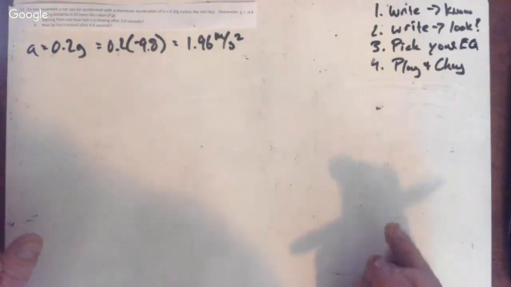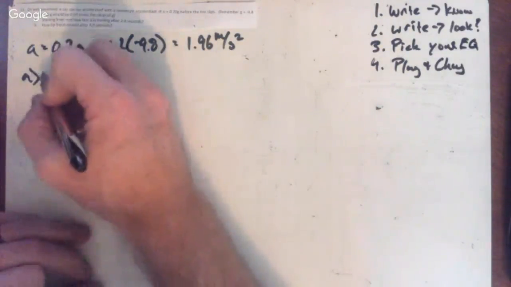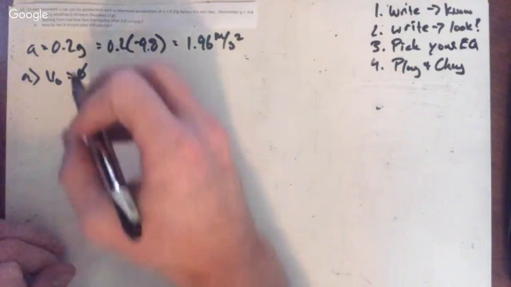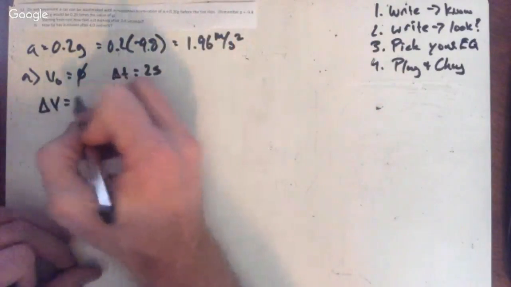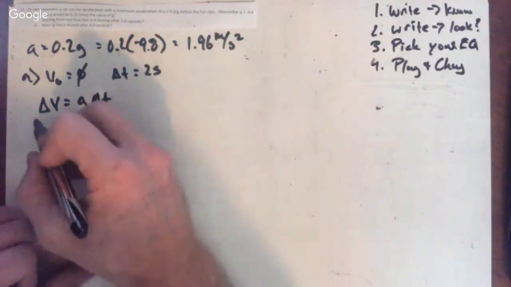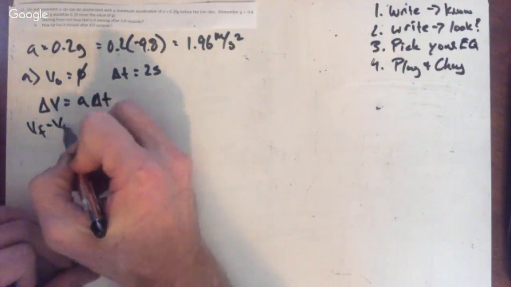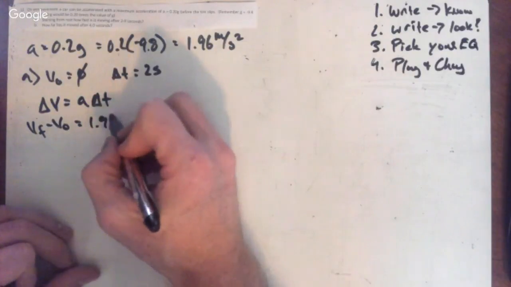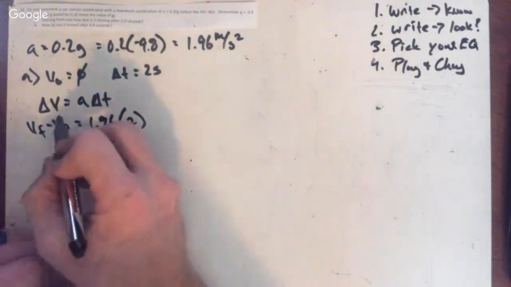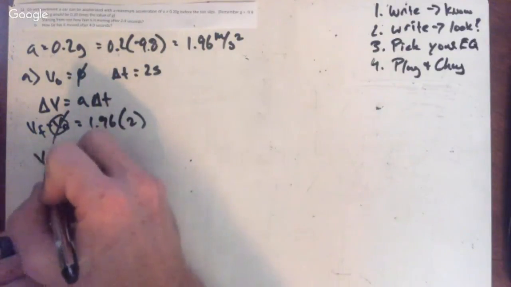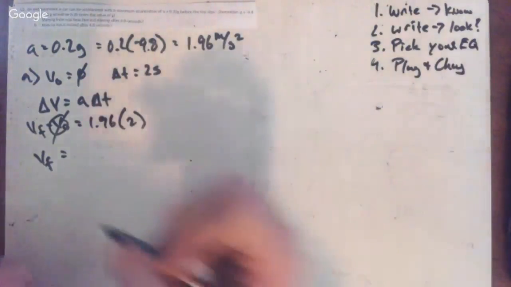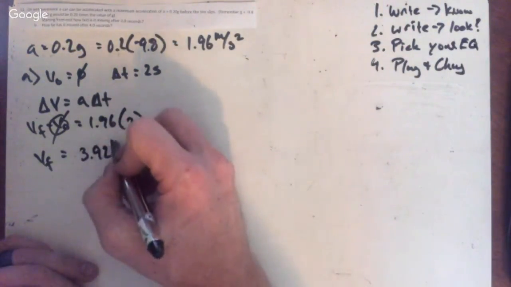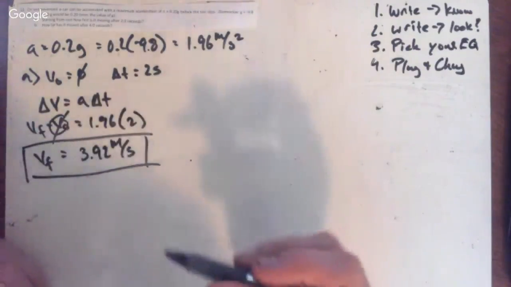Okay, so A, starting from rest, V0 equals 0. How fast is it moving after 2 seconds? Delta T equals 2 seconds. Our delta V is A delta T. So our change in velocity, Vf minus V0, is equal to 1.96 times 2. V0 is 0, so Vf equals 1.96 times 2, which is 3.92 meters per second. So that's part A.